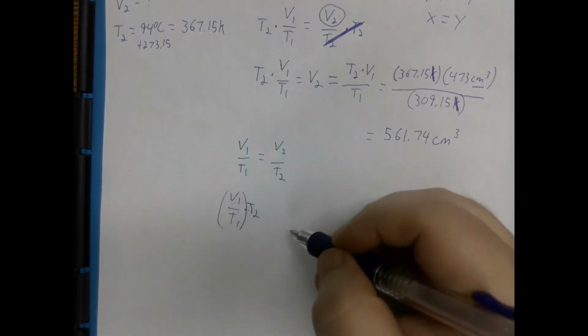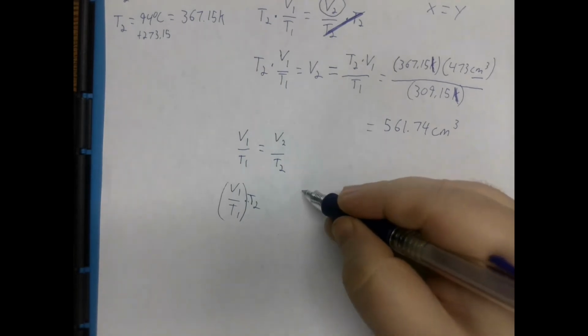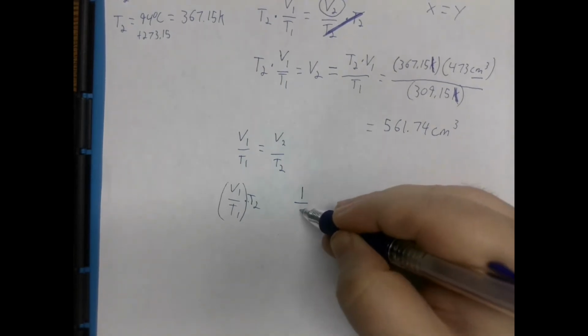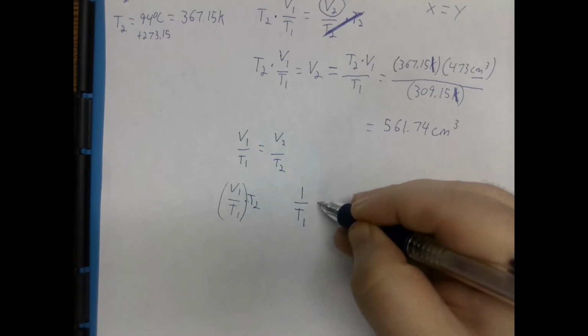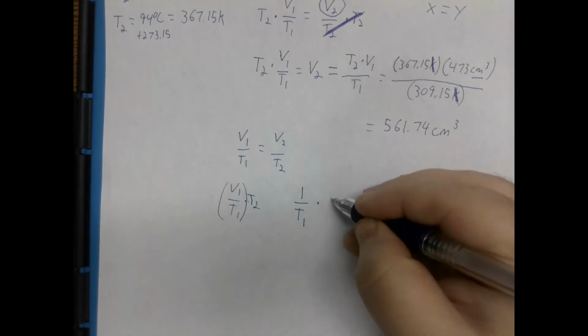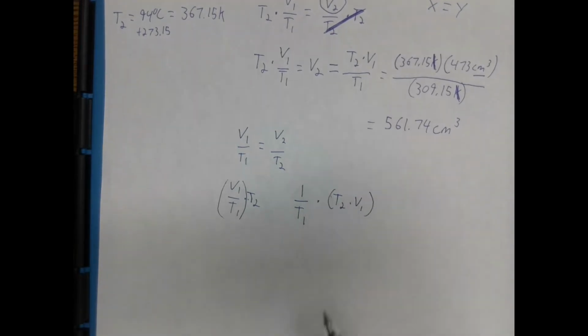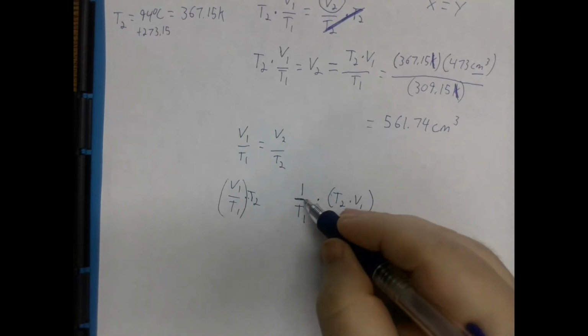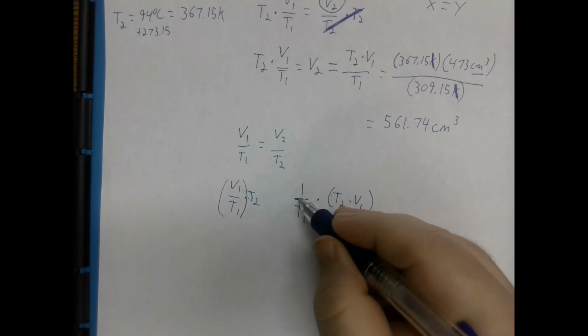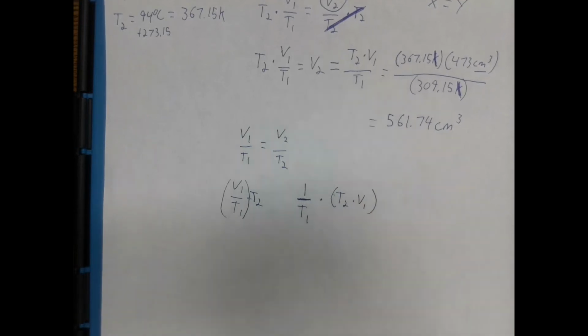I could have, this is more advanced, I could have done 1 divided by T1 times T2 times V1. This is the same thing. In algebra, this is the same thing. You have a division. T1 is being divided, and you can always divide by 1, and it works out the same way.